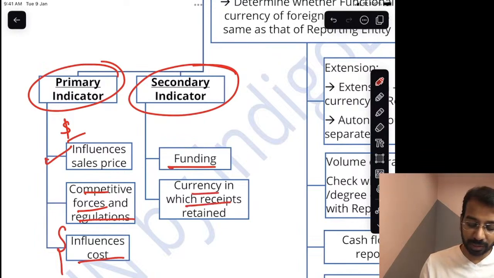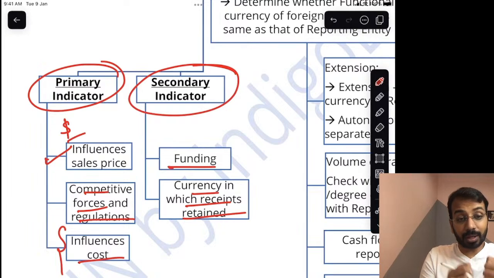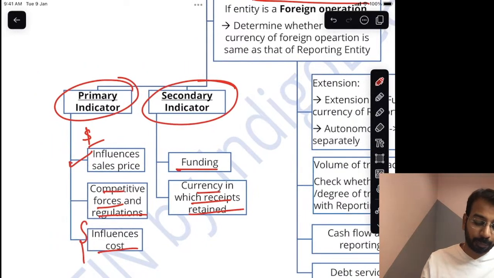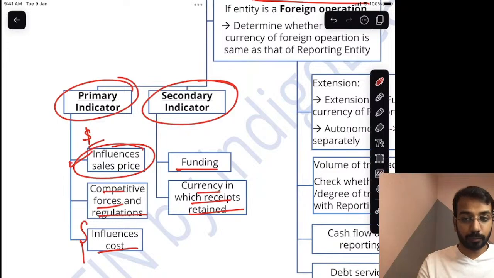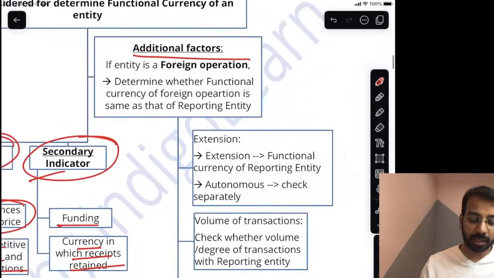Then, the currency in which receipts are retained. If I collect from the customers and I retain all the receipts in, let us say, GBP, then GBP can be my functional currency. Now, it is not that just by looking at this one factor you can decide for sure. You have to look at all the parameters and see whether the particular currency is the currency of my primary economic environment. That is when you will decide whether it is a functional currency or not.